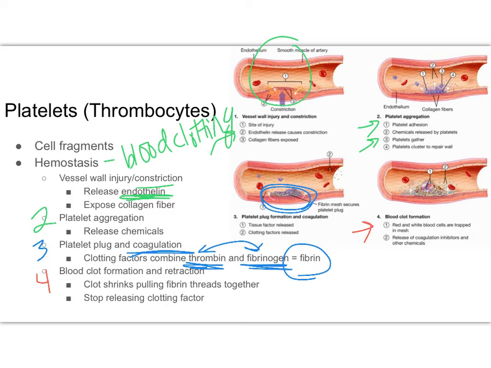And so as the clot begins to shrink, it's going to pull those fibrin threads closer together, which will bring the edges of the vessel injury closer together, right? If I've got this fibrin attached to the edges and I start shrinking, I'm going to bring those edges closer together. Okay? That's going to trigger the stop. That's going to make our body stop releasing clotting factors, so that we don't get so big of a clot that it closes off the entire vessel. Okay? And eventually that fibrin will dissolve.